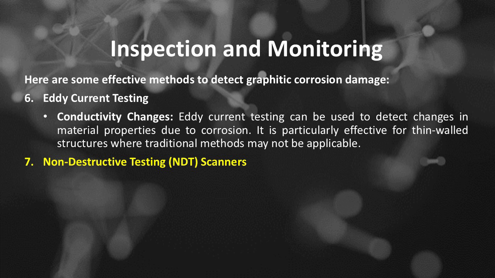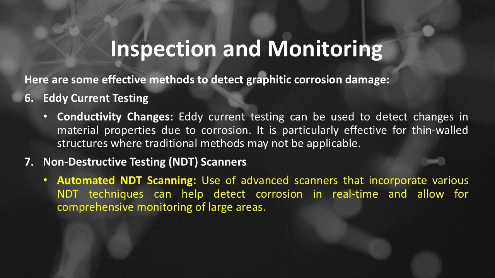Number 7 is non-destructive testing or NDT scanners. Automated NDT scanning. Use of advanced scanners that incorporate various NDT techniques can help detect corrosion in real time and allow for comprehensive monitoring of large areas.